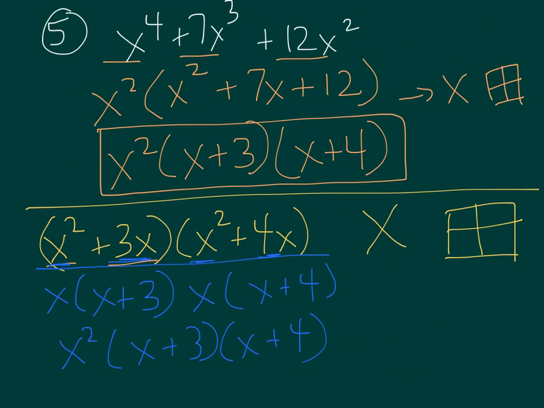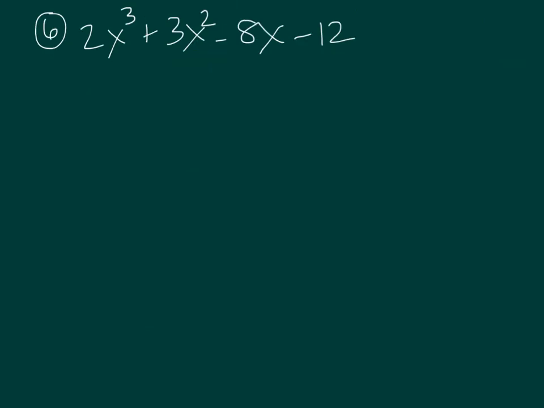So I gave one point if you either got to this step here or this step here, and the full 2 points if you could give me x squared, x plus 3, x plus 4, or I also accepted this as an answer as well. All right, and then number 6 is kind of similar.